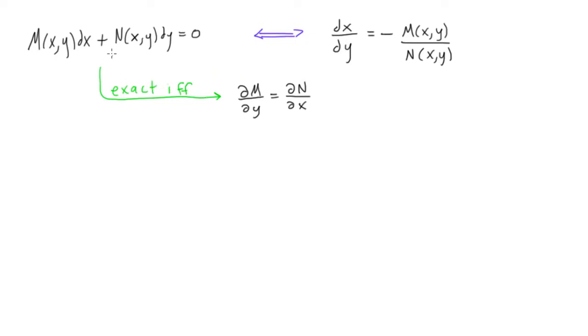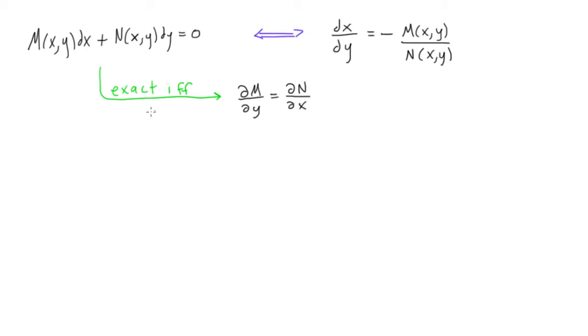Also, this only works if this is a plus sign. If you have a minus sign, don't even look at this. That won't even make any sense. This has to be a plus sign for this to work. So if you have a minus here and you want to see if it's exact, change this to a plus and multiply all of this stuff by minus 1.